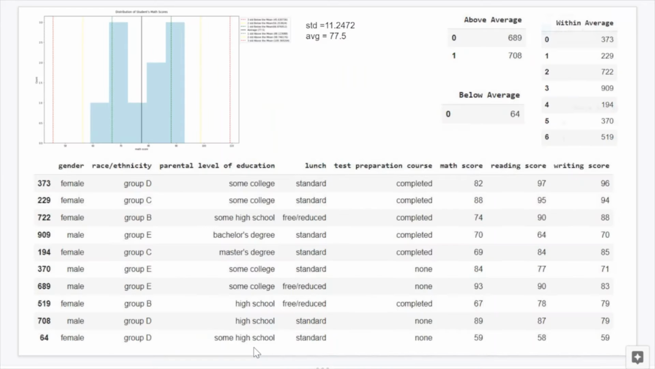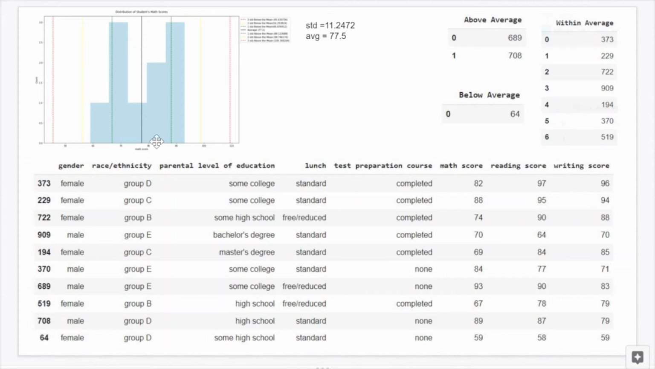So now using this plot, we are going to compare the students' math scores relative to one another, okay? Our first student, student 373, got an 82 in their math class. We're going to say that this is their final score. So what we're going to do is locate where 82 is on the graph.